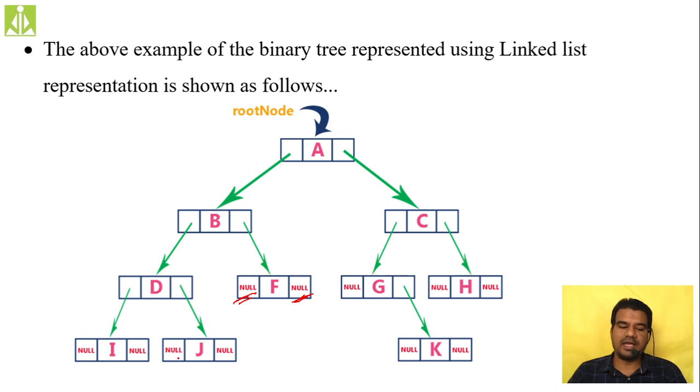The same thing for I, J also. I is also not having any left child or right child. J is also not having any left child or right child. Likewise, all my leaf nodes are not having any left or right children. So simply we made them null.